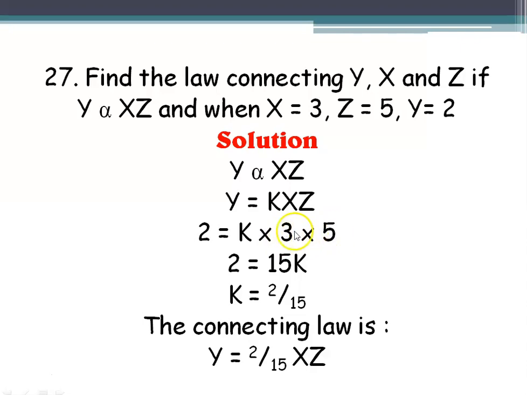3 times 5 is 15. 15 times k is 15k. So 2 is equal to 15k. And I'll divide both sides by 15. 15k divided by 15, 15 will cancel 15. I'll be left with k. So k is equal to 2 divided by 15. Now how do I find the law? Finding the law simply means put the value of k into this equation, and that will give you the law. So y is equal to k, instead of k now, put 2 over 15 xz, and this is the connecting law. Is that okay?